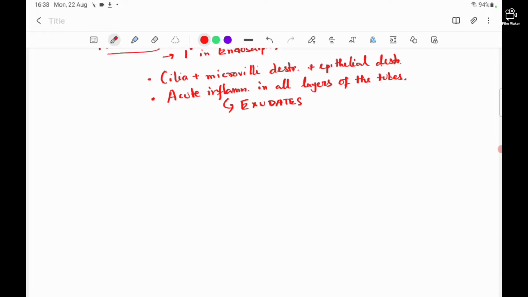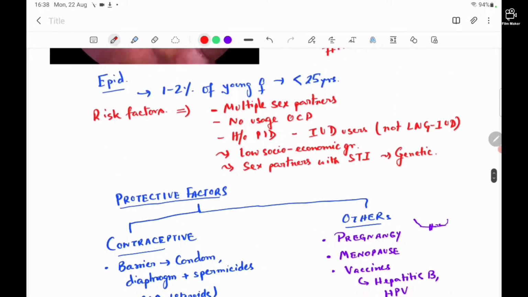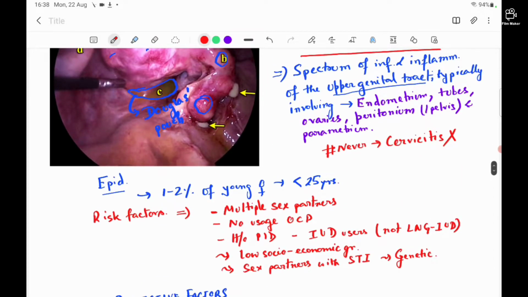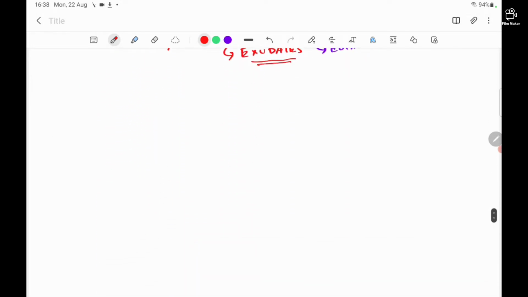And we can find here edema and hyperemia as well. If you remember about the exudates, I have shown you in the laparoscopic view how there is accumulation of the fluid in the Douglas pouch here. Let's continue.